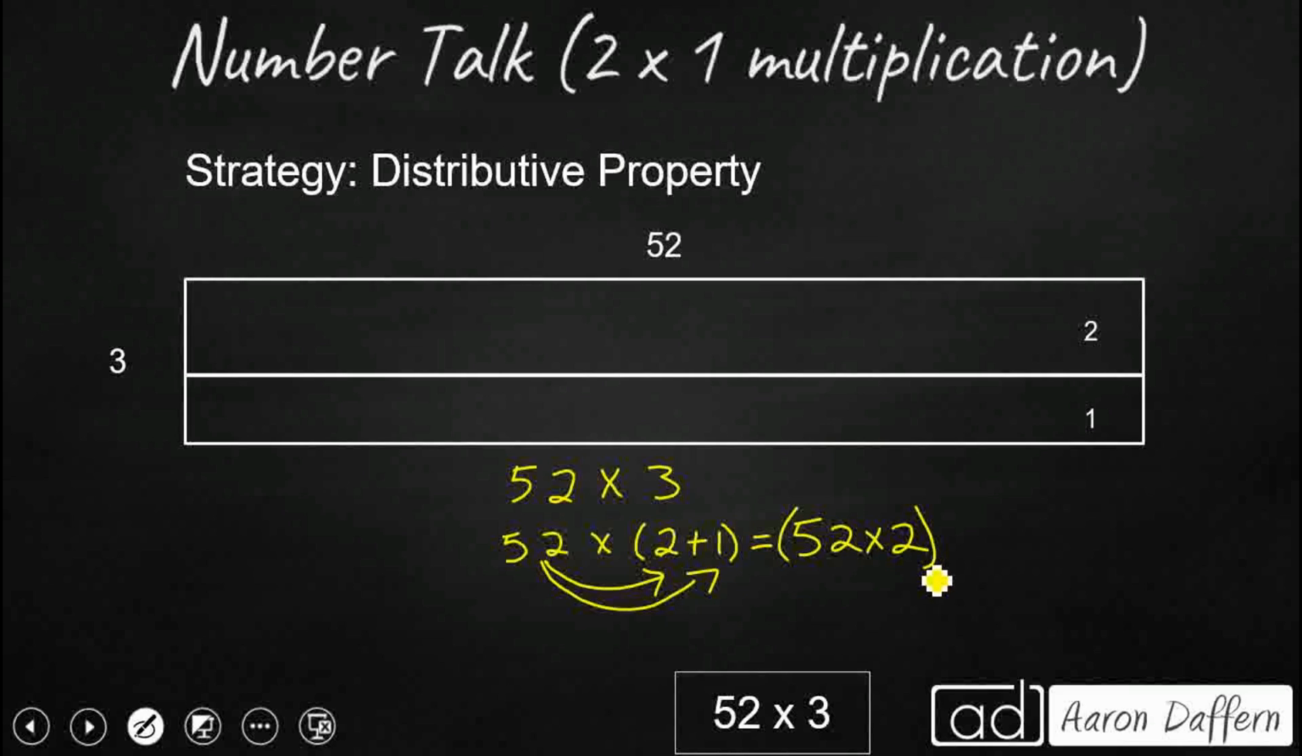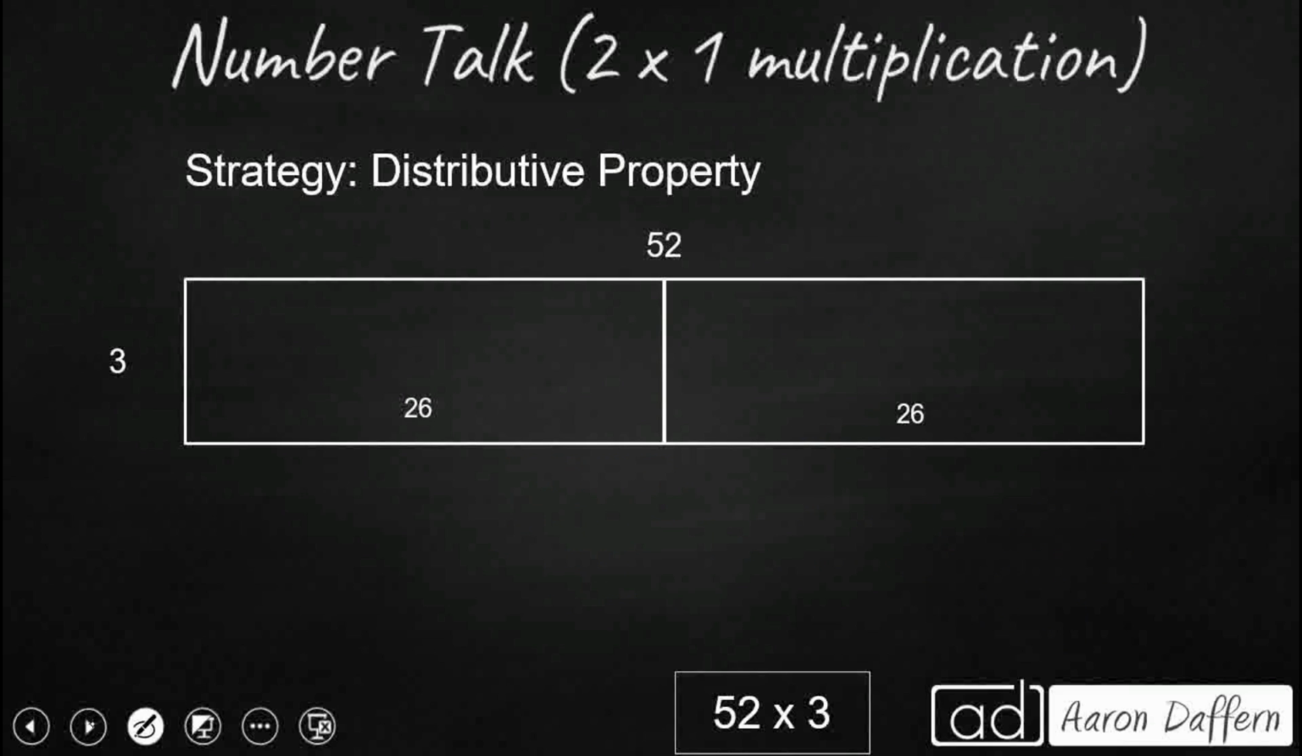So I'm going to take my 52, double that. So that's going to be 104. Then I'm going to take my 52 and multiply that by 1, which is just 52. So you double it and then you add an extra 52 and you get your answer, 156. So hopefully that's what you got. Let's look at a different way to use the distributive property.